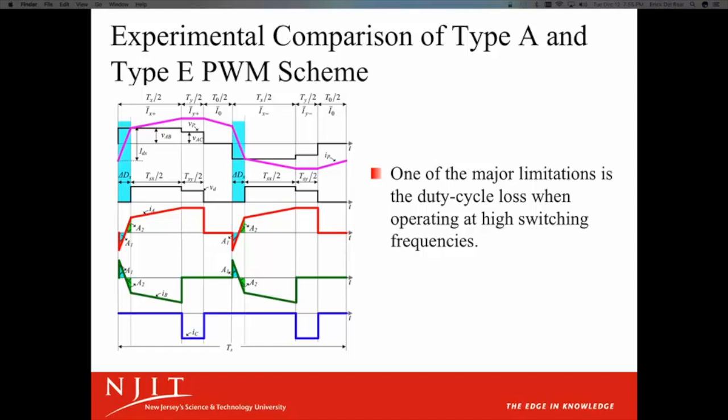My name is Eric Del Real, and I'm going to be covering the experimental comparison of the type A and type B PWM schemes. The goal for the authors was that the analysis will show that the type A PWM will have lower duty loss, minimum output inductor current ripple, and minimum switching losses compared to that of the other PWM schemes they proposed when using MOSFET devices.